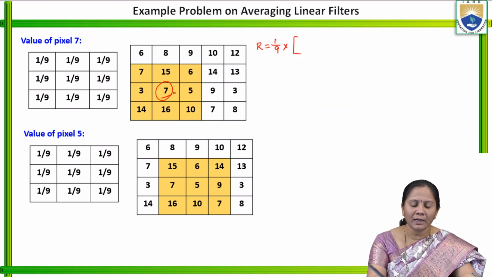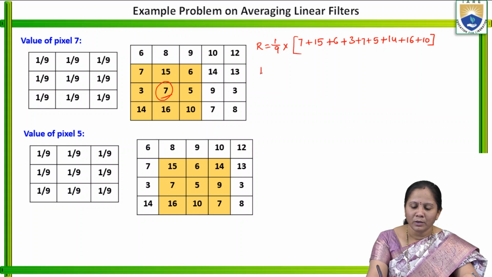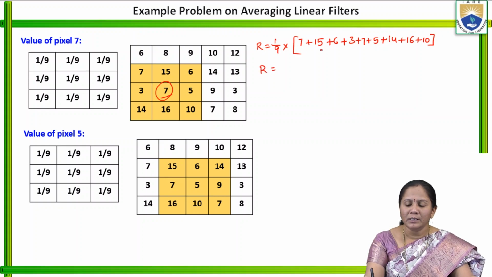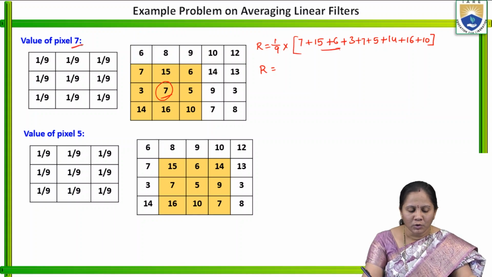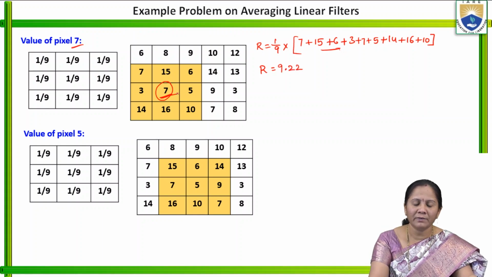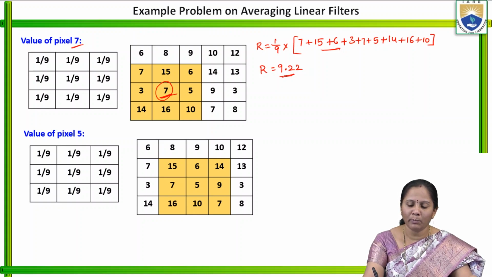So if you make this 7 the center pixel, the neighborhood pixel values are 7 plus 15 plus 6 plus 3 plus 7 plus 5 plus 14 plus 16 plus 10. If you simplify this, we are going to get the new pixel value of 7. So the new pixel value of 7 will be 9.22. That means instead of this 7, we are going to replace it with 9.22. So this is the modified output pixel value of 7 after applying the average filter.